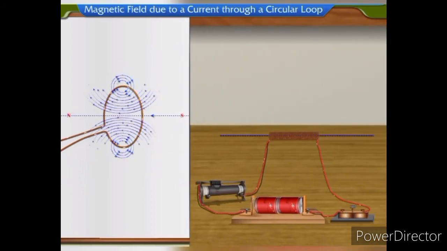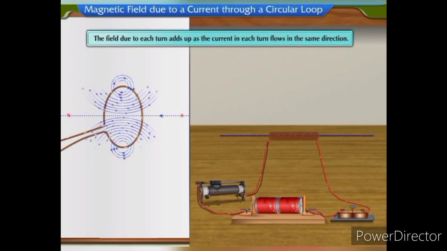The magnetic field produced by a current-carrying wire at a point depends directly on the current passing through it. Therefore, a coil with n number of turns will produce magnetic field n times larger than that produced by a coil of a single turn. This is because the field due to each turn adds up as the current in each turn flows in the same direction. Let us now perform activity.